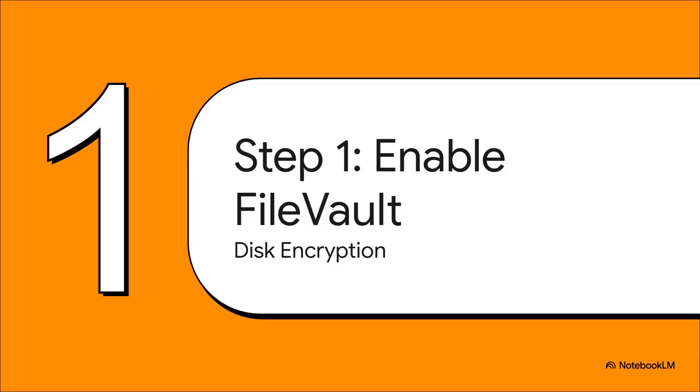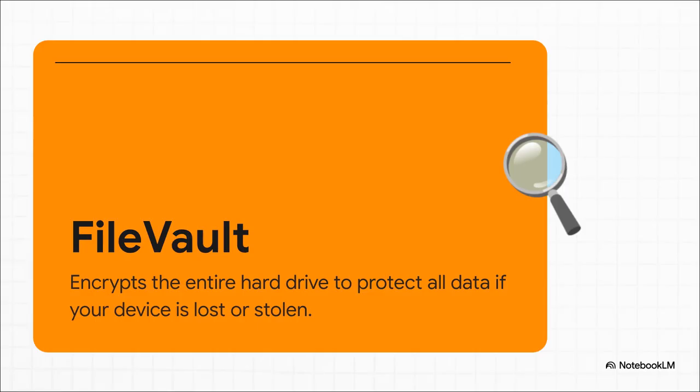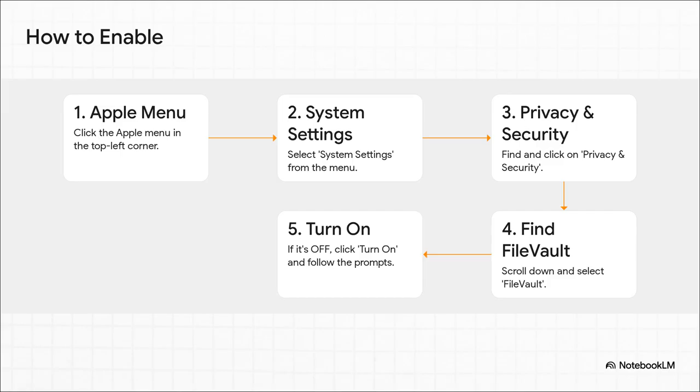Okay, step 1 is all about enabling FileVault. Think of this as our first line of defense if your laptop is ever physically lost or stolen, which is why we're starting here. So what is FileVault exactly? It's basically a digital vault for your entire computer. It scrambles all the data on your hard drive, turning it into unreadable code. That way, if your Mac ever falls into the wrong hands, all that sensitive info is completely useless to them without the password. All right, let's get it turned on.